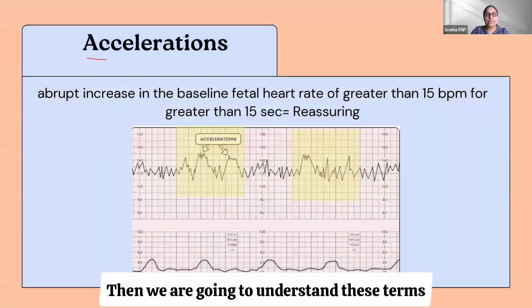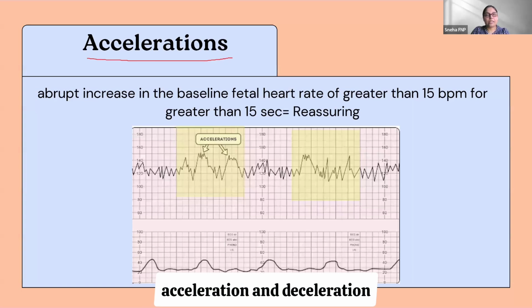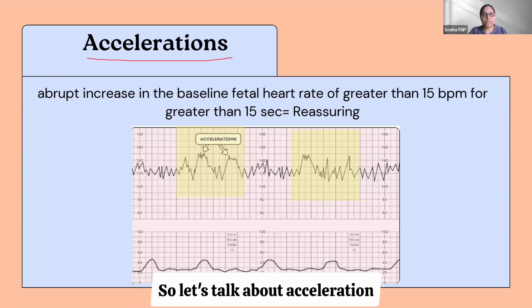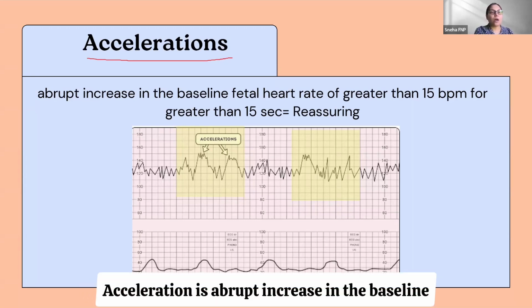Then we are going to understand these terms, acceleration and deceleration, what we discussed in variability, and these are the different types of fetal heart rate patterns. So let's talk about acceleration. Acceleration is an abrupt increase in the baseline fetal heart rate.